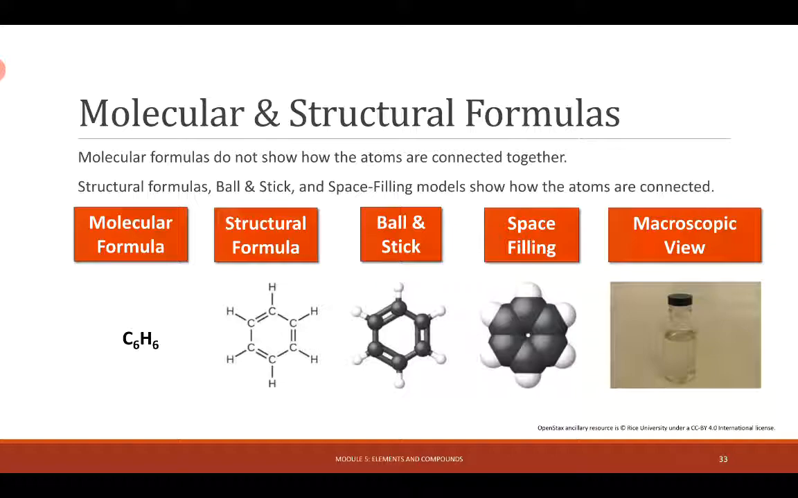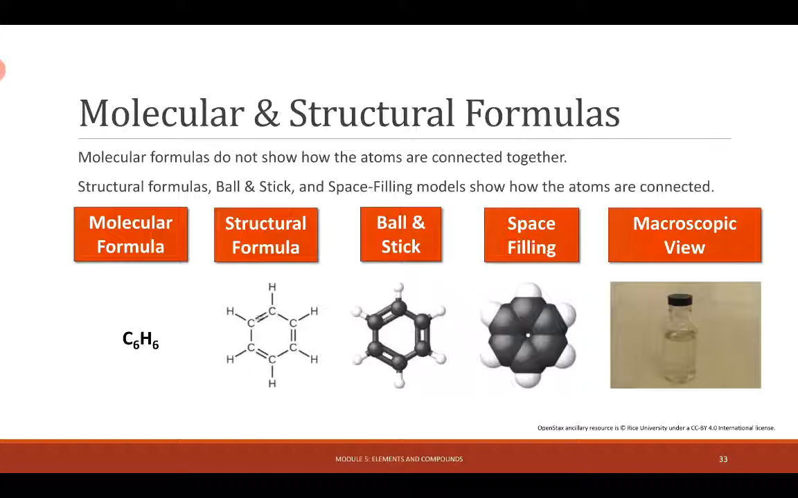So our empirical formulas and our molecular formulas don't necessarily tell us what compound we have, but we will be working with them quite a bit. As you progress in chemistry, you will see lots of structural formulas or structural views of different molecules, and that's to convey how the atoms are connected together. So a structural formula will help tell you which compound you have, because it will tell you how those atoms are connected together. And so we have molecular formulas, which don't really tell you much.